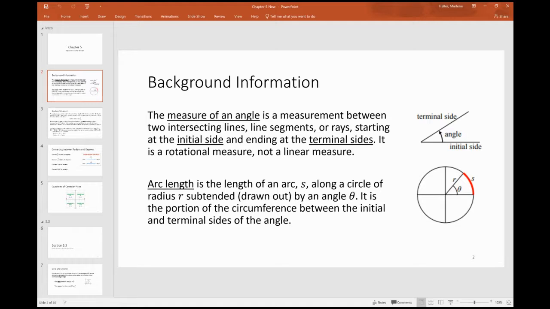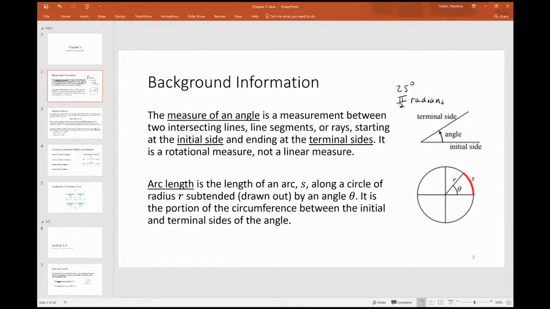We measure angles in two different ways. We can measure them with degrees. We have an angle that's measured 25 degrees. We might also measure angles with radians, say something like pi over 2 radians. More on radians later.